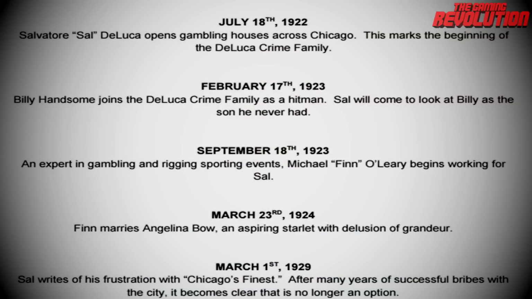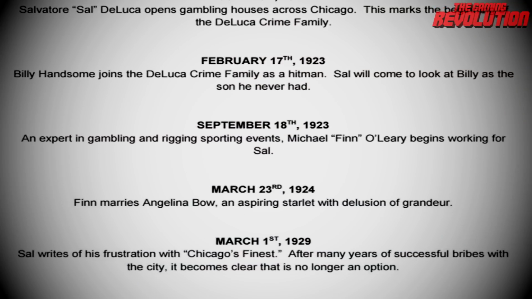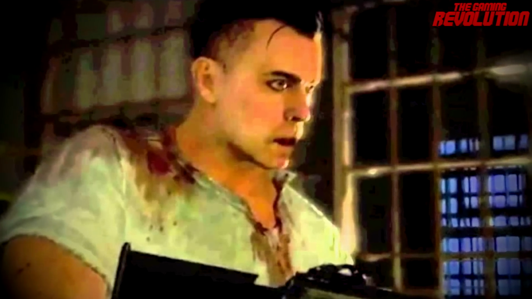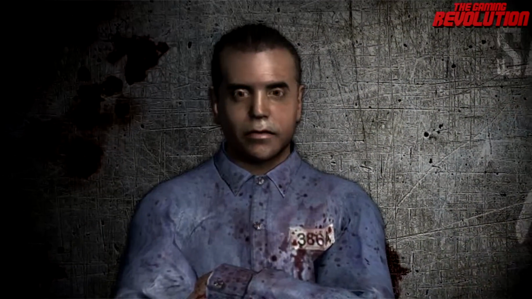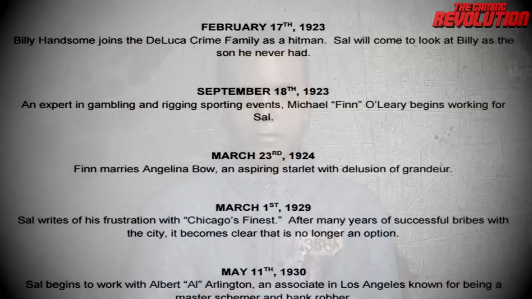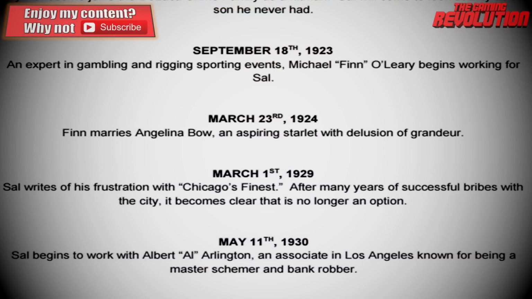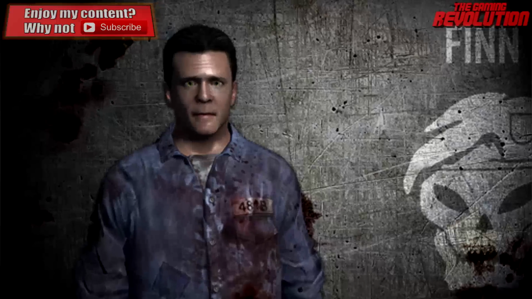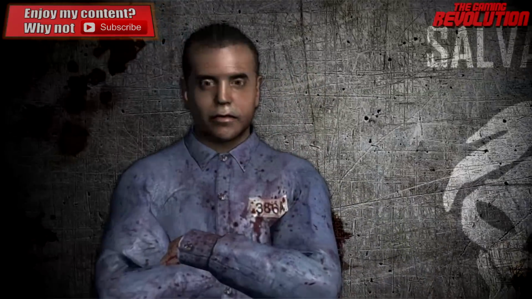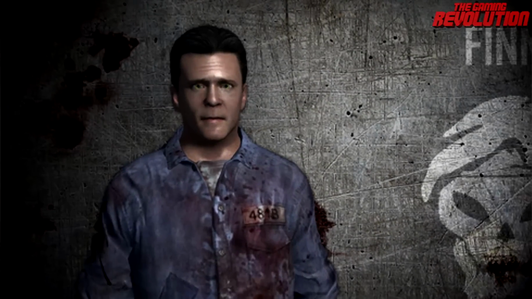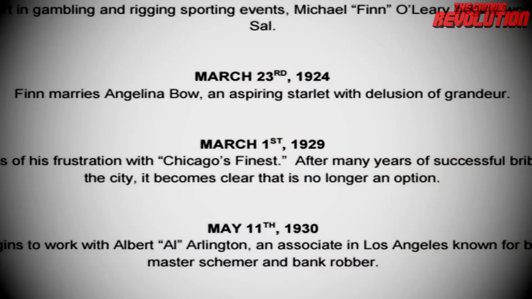This marks the beginning of the DeLuca crime family. On February the 17th, 1923, Billy Handsome joins the DeLuca crime family as a hitman. Sal will come to look at Billy as the son he never had. On September the 18th, 1923, an expert in gambling and rigging sporting events, Michael Finn O'Leary begins working for Sal. On March the 23rd, 1924, Finn marries Angelina Bow, an aspiring starlet with delusion of grandeur.